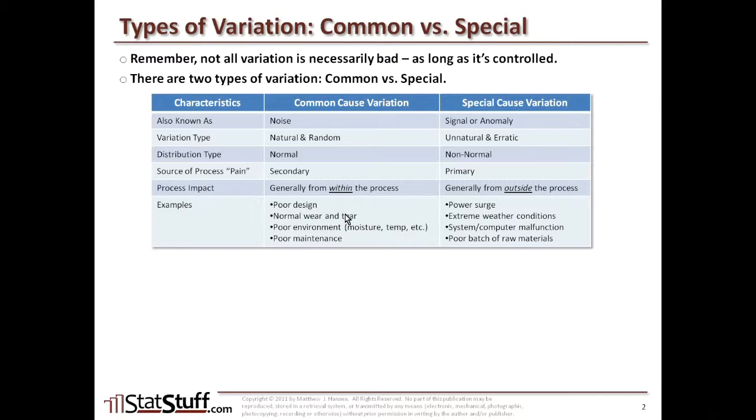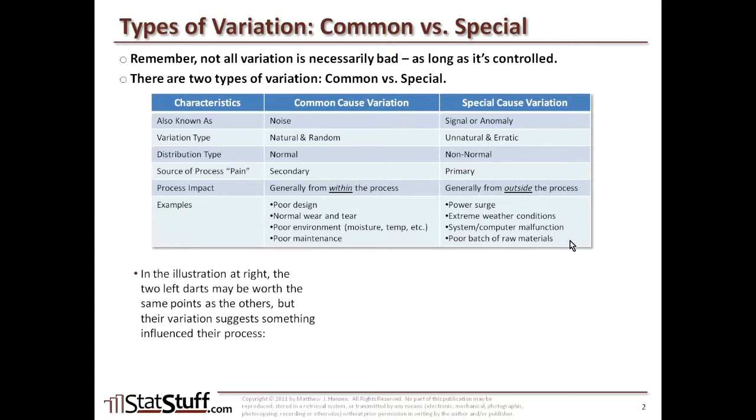But special cause variation, also known as signal or some sort of anomaly, is something that's not typical. It's unnatural and erratic, and it often creates a distribution that looks non-normal. It's generally going to be a primary source of pain for us in the process that we're trying to fix. In this sense, it's also going to be coming from outside of our process, like a power surge or extreme weather conditions, something that's not a part of the actual design within the process itself.